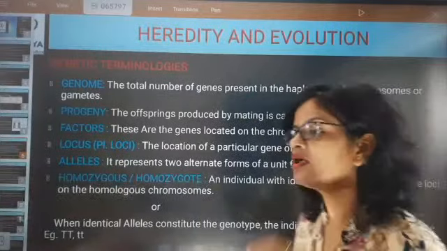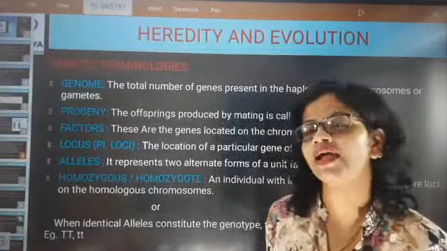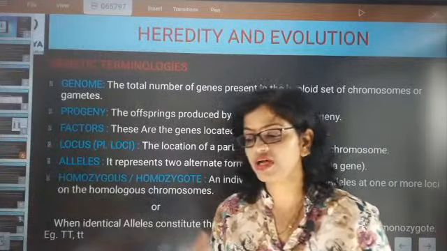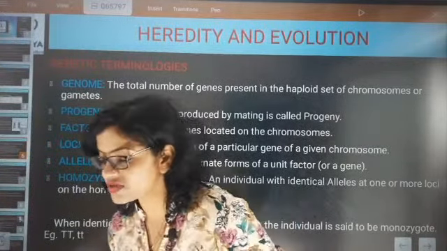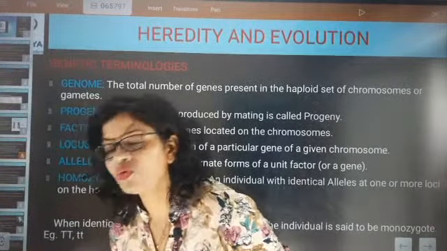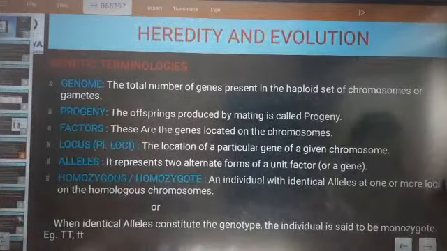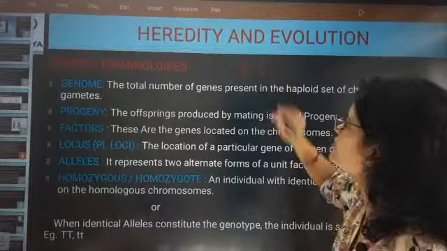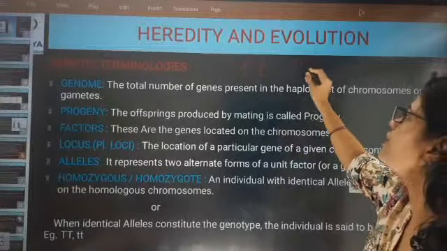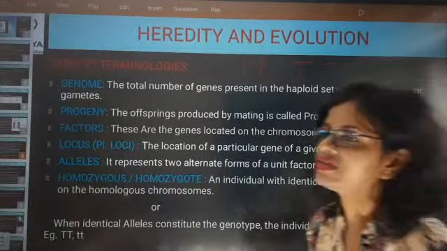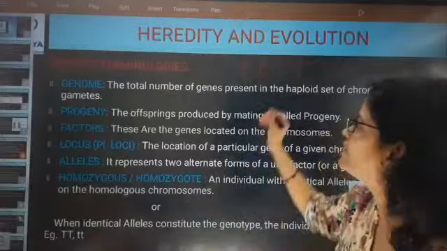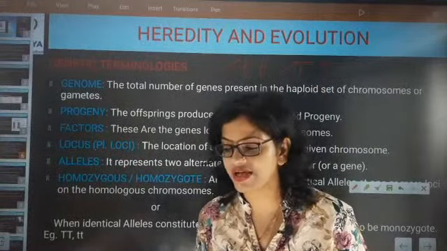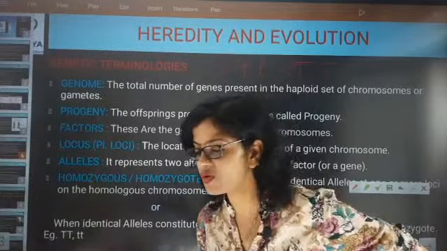Both the traits are either dominant or recessive. So homozygous is when both the alleles are the same, either both dominant, like TT, or both recessive. When both alleles are either recessive or dominant, it is called homozygous.